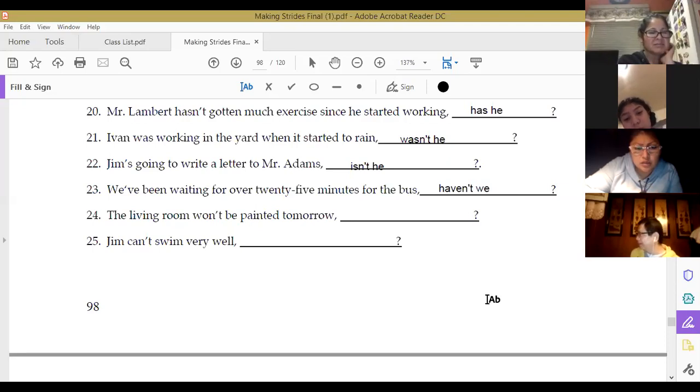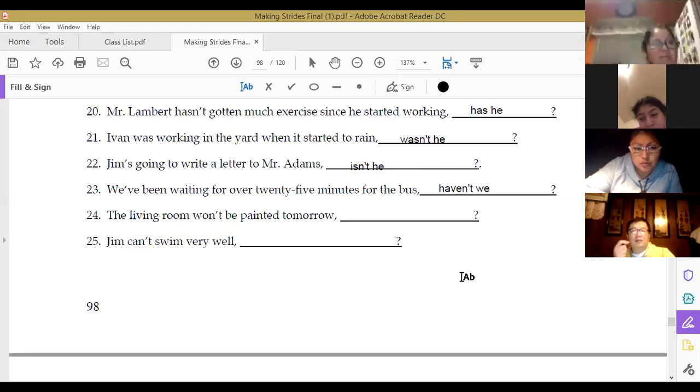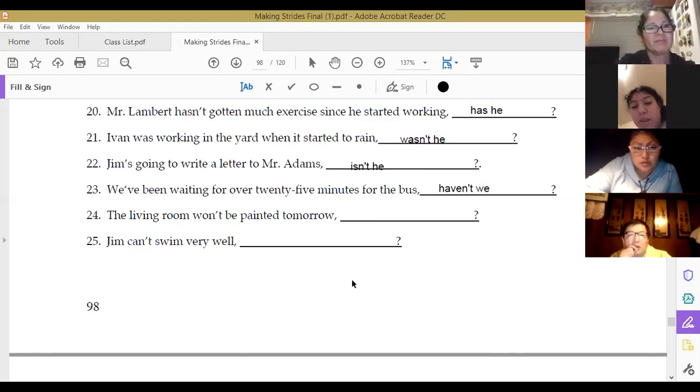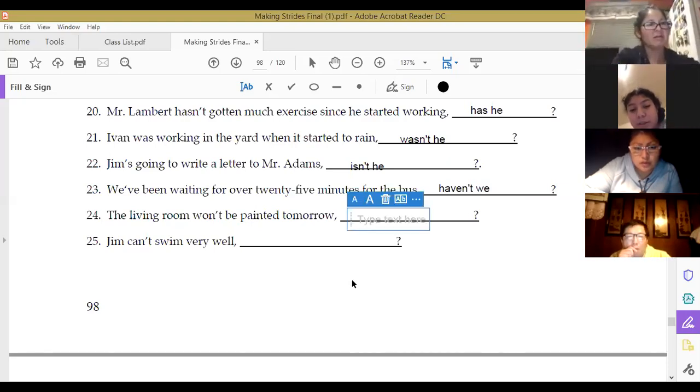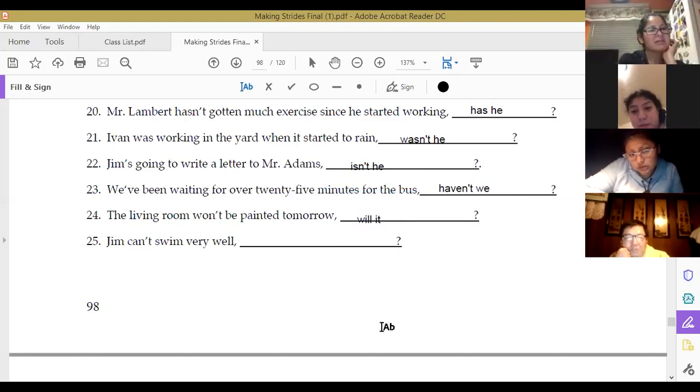And two more. 24. The living room won't be painted tomorrow. Will it?